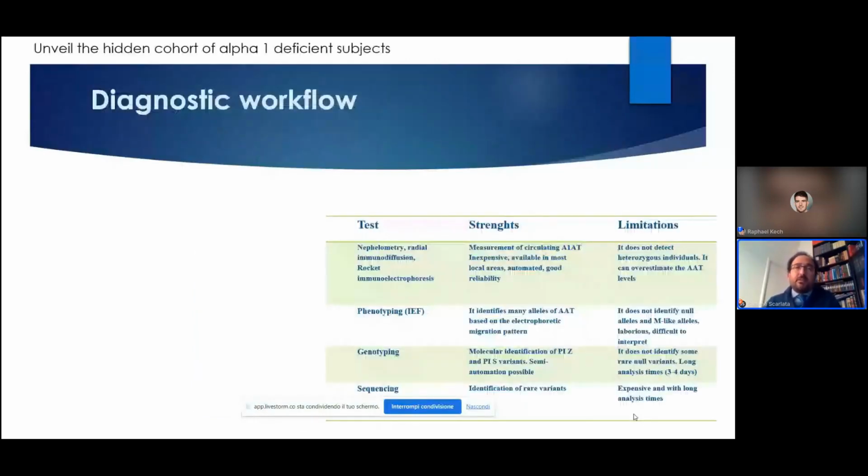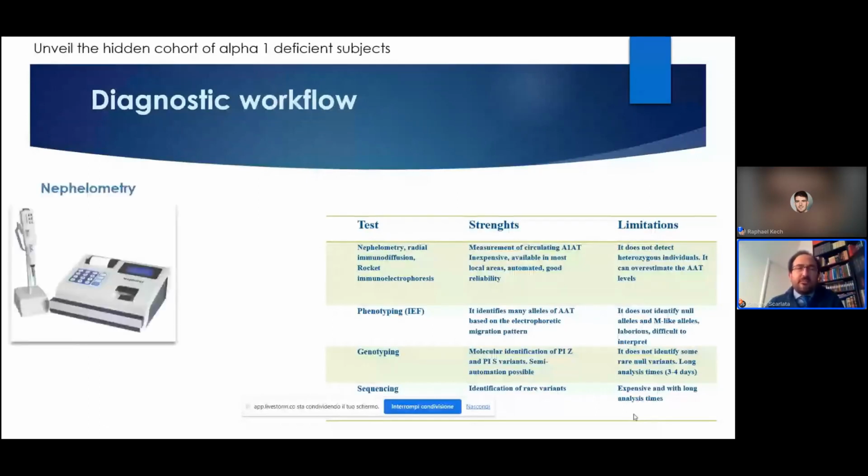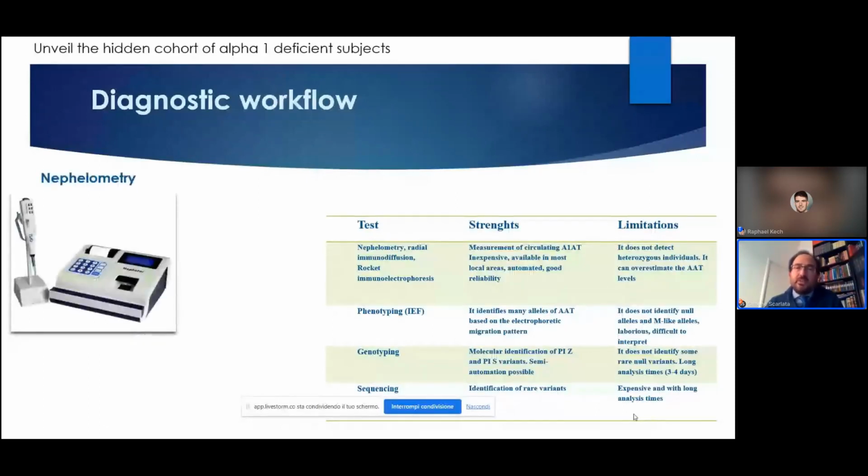Okay, apart from that, let's remember very briefly what the instruments are that we have to perform a proper diagnosis. We have to remember nephelometry. This is a very cheap, reliable instrument, but carrying some limitations. This is not something useful to detect heterozygosis, for example.